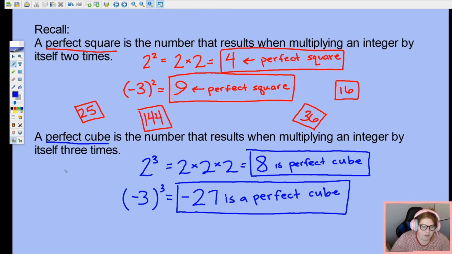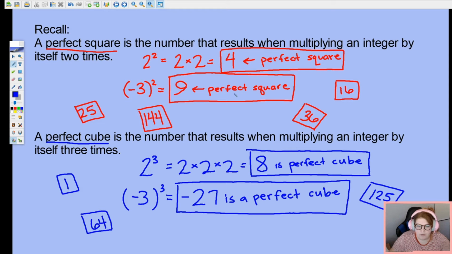In blue are other perfect cubes. 1 is a perfect cube. 125 is a perfect cube because 5 times 5 times 5 is 125. 64 is a perfect cube because 4 times 4 times 4 is 64. All right, so just be careful. They do overlap a little bit, but red is my perfect squares and blue are some perfect cubes. So that's from the previous lesson.